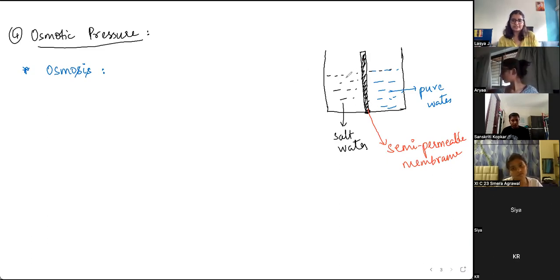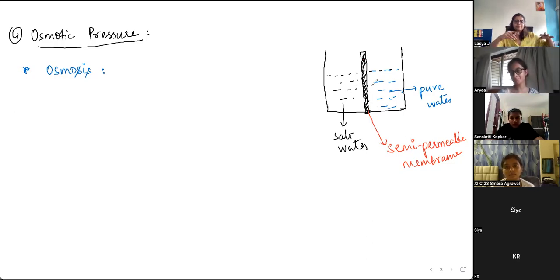So like in cases of osmosis, basically semi-permeable membrane allows water, the solvent particles, to pass through it. It will not allow the solute particles to pass through it. So semi-permeable membrane, you select based on what solvent, what solute you are using. Okay. So this selectively allows only solvent particles to pass through it, right?